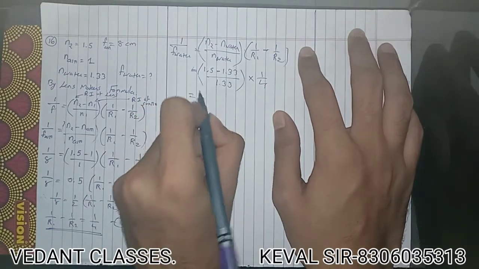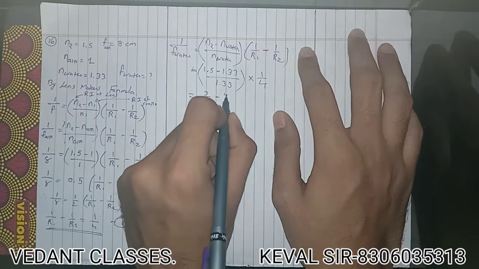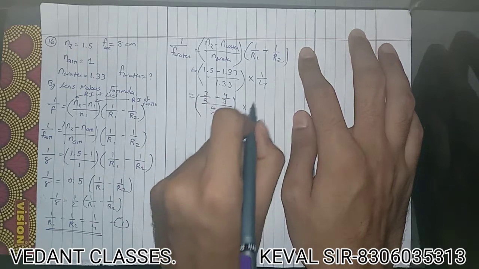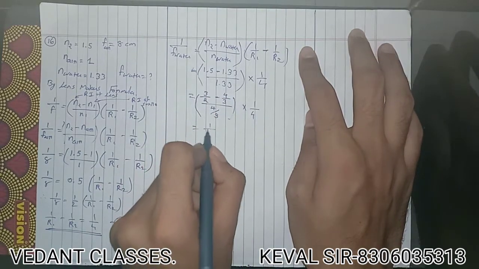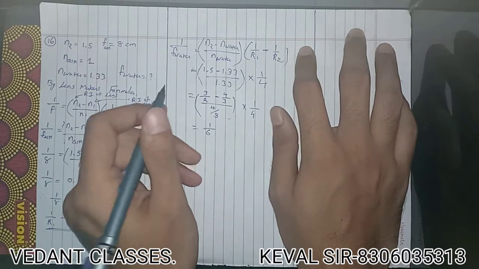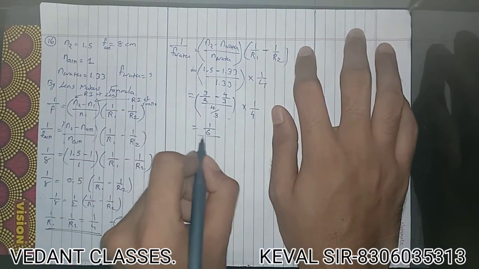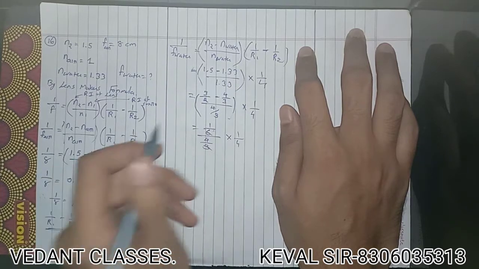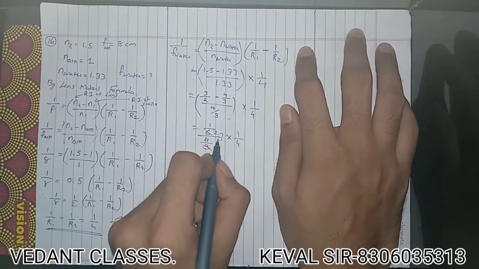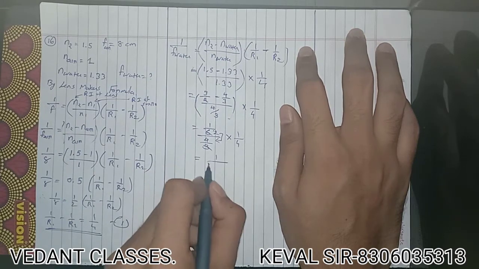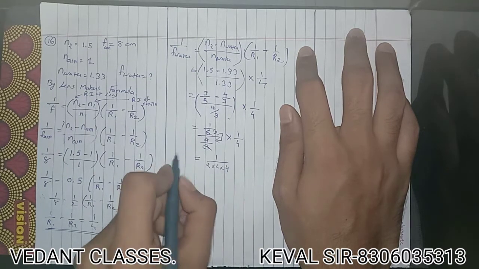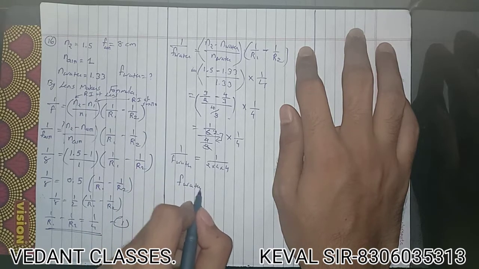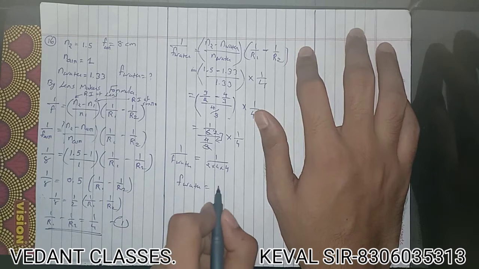Writing 1.5 as 3 by 2, and 1.33 as 4 by 3, so this will be (3 by 2 minus 4 by 3) upon 4 by 3. Solving this, the numerator will be (9 minus 8) by 6, and this will be 4 by 3 into 1 by 4. So 1 by f of water will be 1 by 2 into 4 into 4, so the focal length of the lens in water will be 32 centimeter.